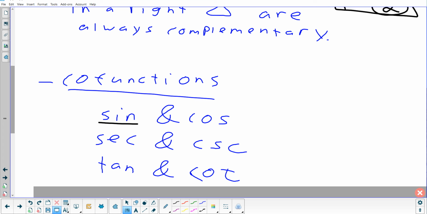Now, if you started with cosine, and somebody said, well, what's the cofunction of cosine? You don't put co in front of it again and say cocosine. It's kind of strange. You just say sine. So if it already has co in front of it, then you take the co away. Right? And that's the other. But those are the pairs.